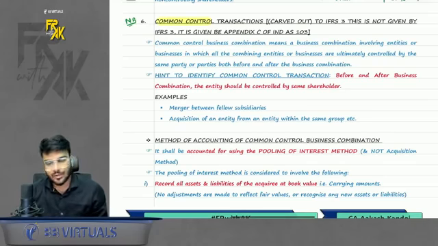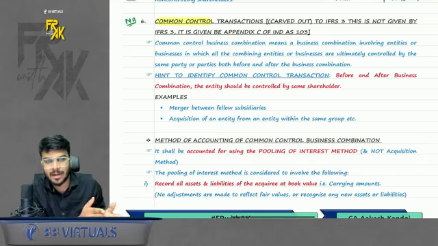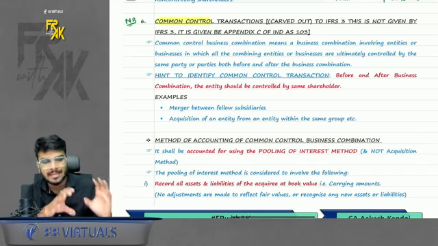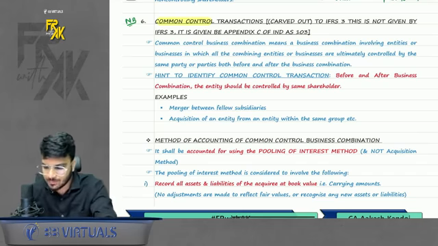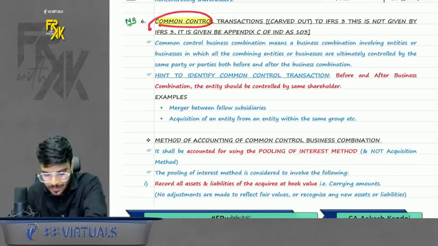So guys, let's continue with our revision of Ind AS 103. I guess in the initial part we revised till illustration number 52. So that was our normal 6-step accounting which we did. Now let's move on towards the revision where we are going to revise this part, that is common control transactions.